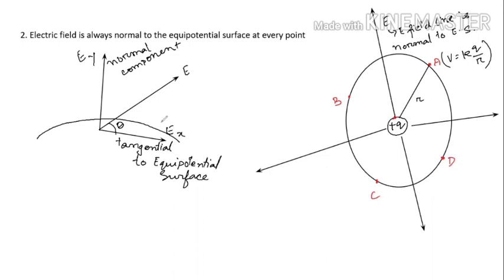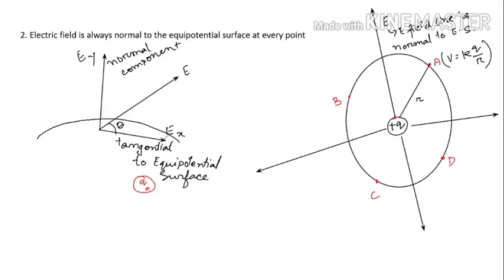Now, due to this electric field EX, if I take a test charge Q0 and allow it to move from one point to another, then what will happen? It will have a work done which is against this electric field. So we are going to get a work done value.